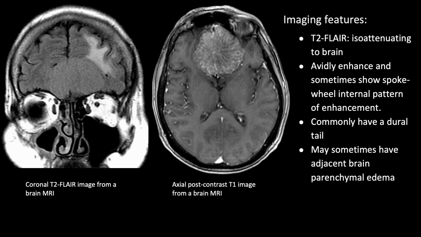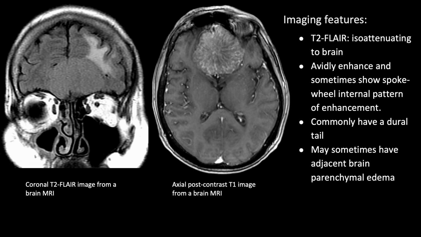They will also sometimes have a dural tail, which is thickening of the dura in an area adjacent to the tumor that looks like a little tail off the edge of the tumor following the dura. There can sometimes be edema in the brain adjacent to meningiomas, particularly as they get larger or as they invade the brain.